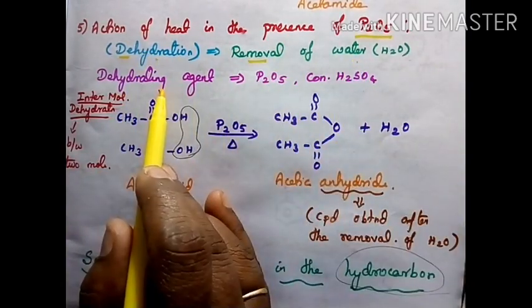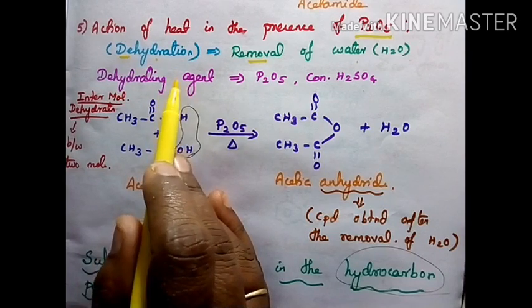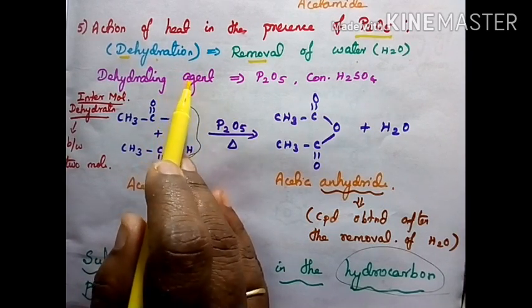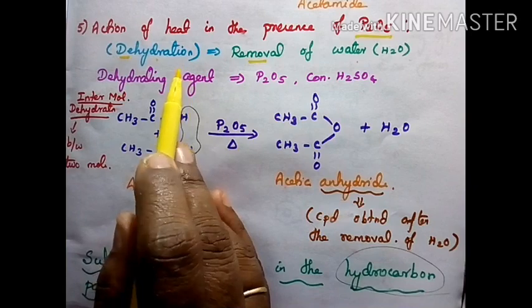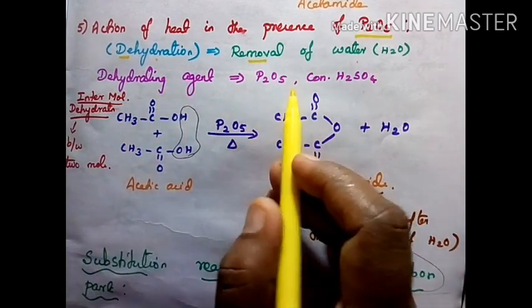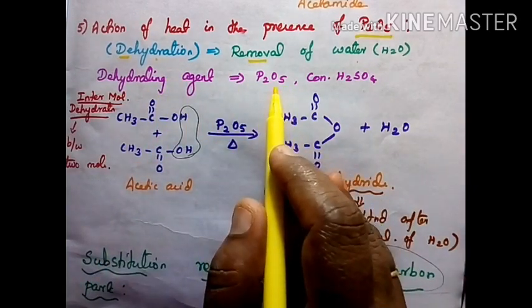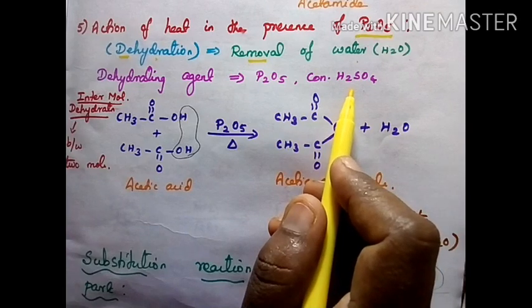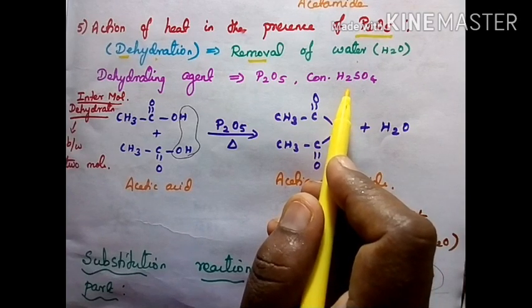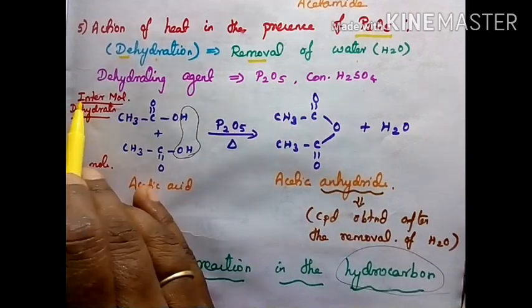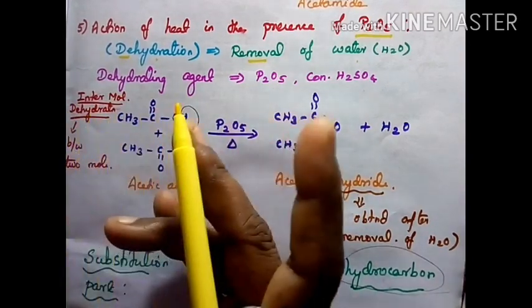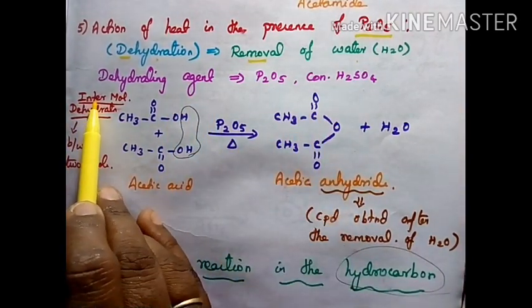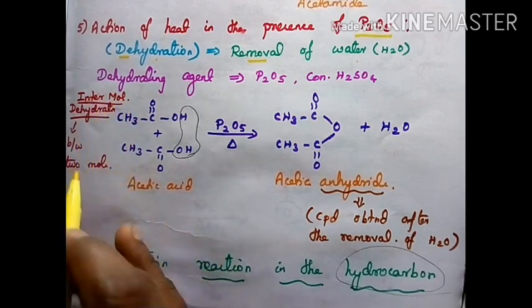What is a dehydrating agent? That is, what is the reagent used to remove the water? A powerful dehydrating agent is P2O5, concentrated sulfuric acid. Now, there are two types of dehydration. One is intermolecular, another one is intramolecular.